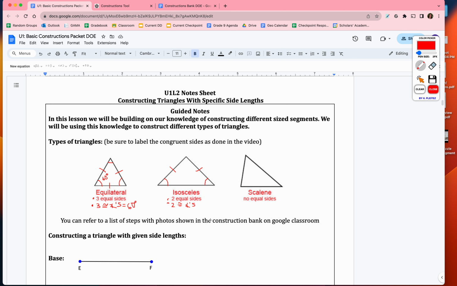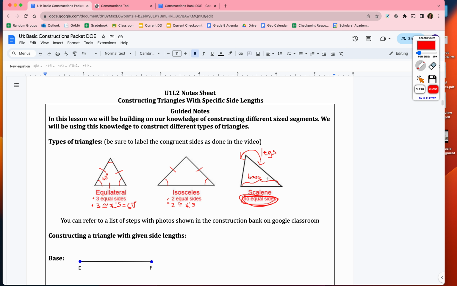Scalene's a bit easier because you don't have to label anything, because there are no congruent sides and no congruent angles. But for triangles in general, we also have to know how to identify the base and your legs. The base is typically on the bottom, and the legs are just the other two sides. So you might see a question saying, construct a triangle with a base equal to this and the legs equal to this. So you have to know how to differentiate between those three sides.